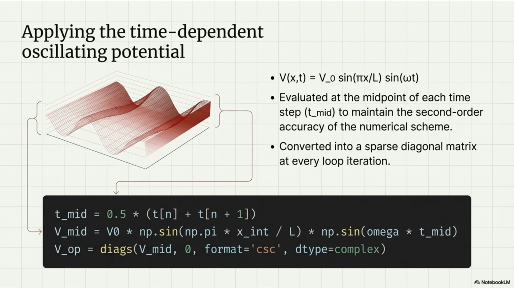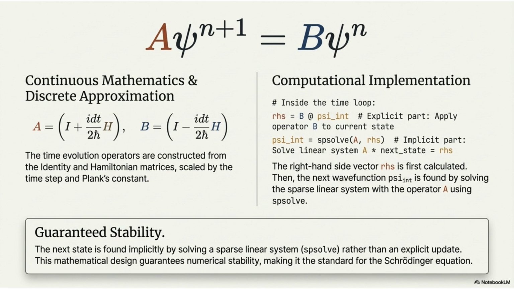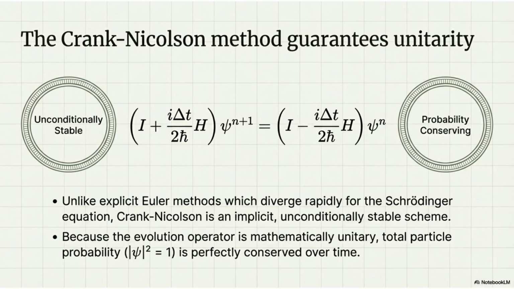It is evaluated at the midpoint of each time step to maintain second-order accuracy and converted into a sparse diagonal matrix at every iteration. The Crank-Nicolson time evolution is implicitly solved using A ψ(n+1) equals B ψ(n). The next state is found by solving a sparse linear system, which guarantees numerical stability. The Crank-Nicolson method guarantees unitarity, ensuring unconditional stability and total particle probability conservation, unlike explicit methods that can diverge.